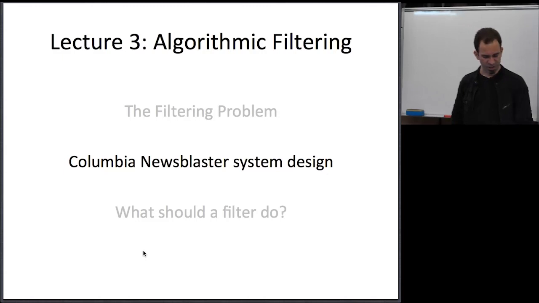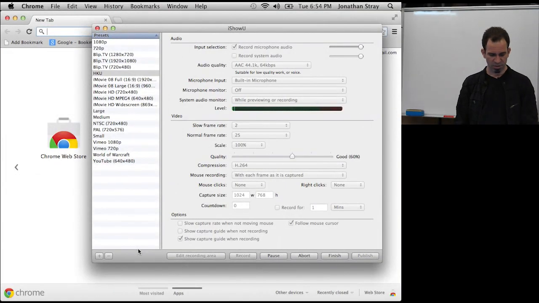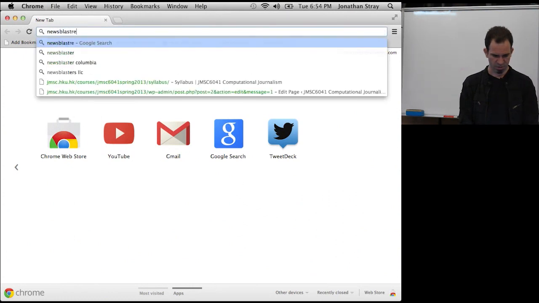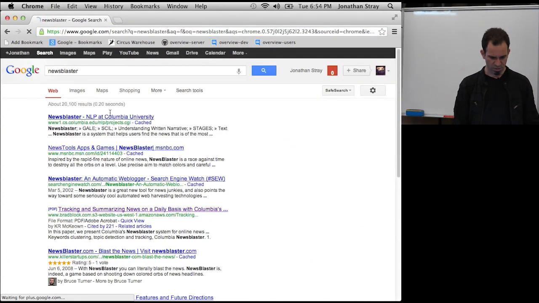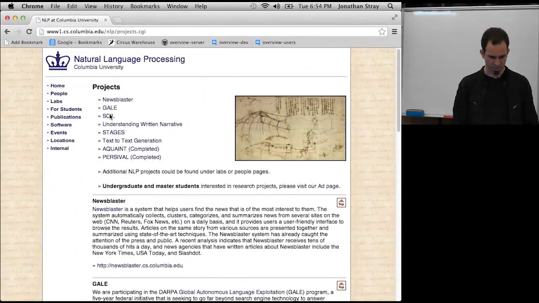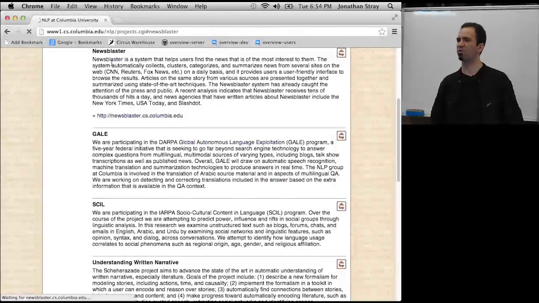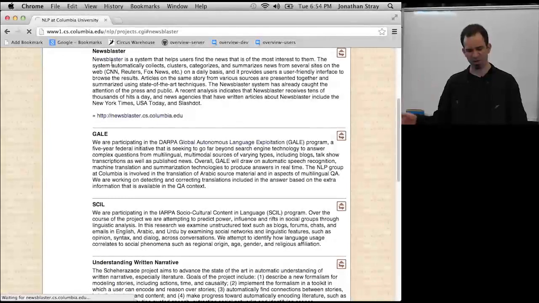Newsblaster. Why don't I just show you Newsblaster? So Newsblaster was built by some people at Columbia University. Actually, after 9/11, when they wanted to start tracking all of the things that people were publishing about it. Remember, this is 2001. There's no Google News. I think RSS hadn't been invented yet. I think that was 2002 or 3.